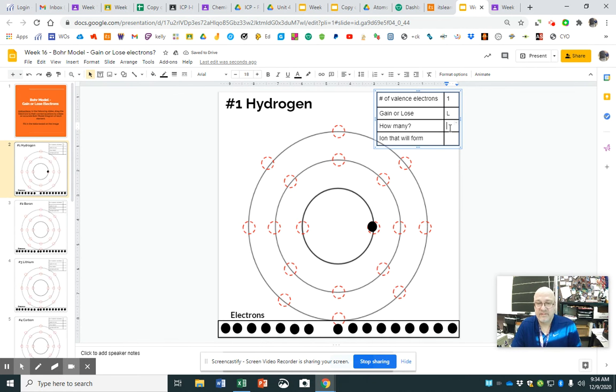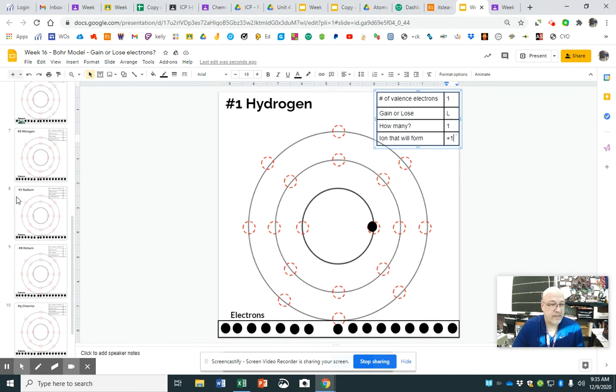How many will it lose? It's going to lose them all. Well, all of them is 1. That means that the electrons are negative charged, and the negative went away. That means the positive charged nucleus has more protons than it has electrons. So it has 1 proton and no electrons. So it's going to be plus 1.